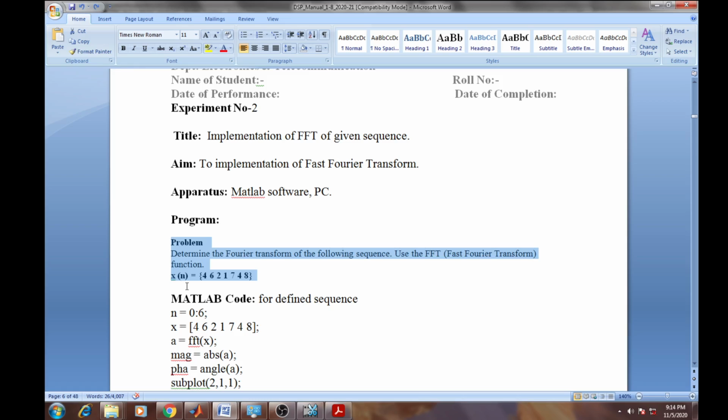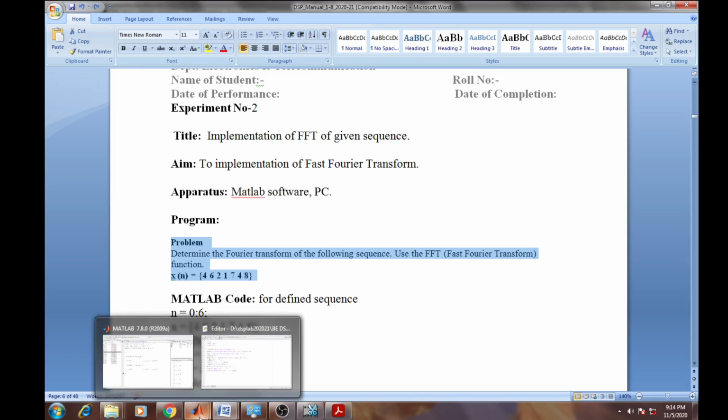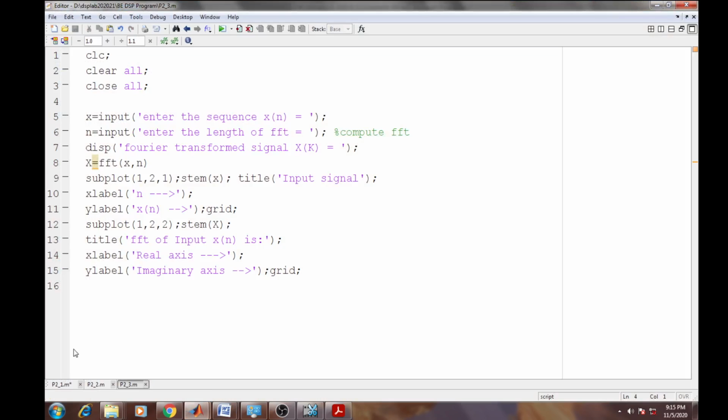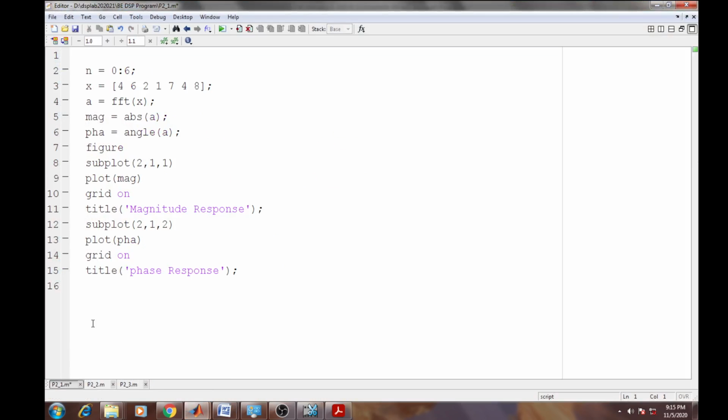4 6 2 1 7 4 8. Okay, so this is a sequence. In case, I will take 1 2 3 4 also. So now I am showing you the code. For this point of view I wrote this code in three ways. All these three ways I am showing you one by one, right? So the first program is like this.